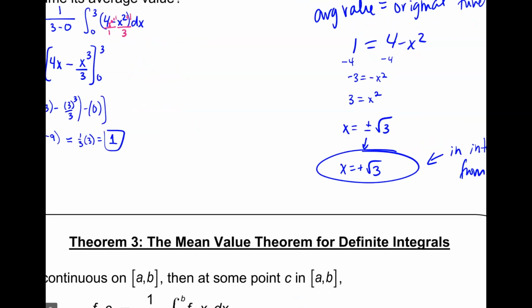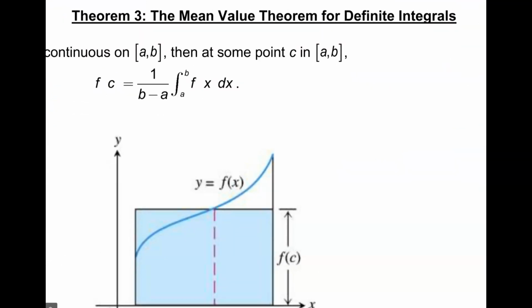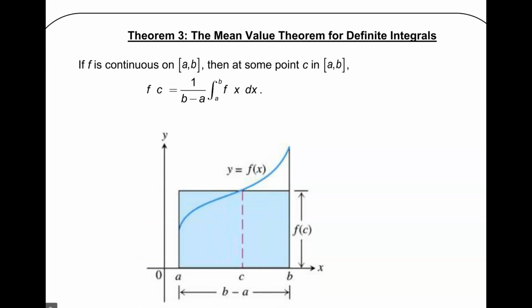Am I good to scroll down? Okay. So mean value theorem for definite integrals. If f is continuous between your two endpoints, then at some point c between there, it will actually equal the mean value. That's what we just saw. If you take the average value of a function, there's going to be at least one point where it's actually going to be that y value. There's at least one point where the function assumes its average value. That's what this is trying to say.